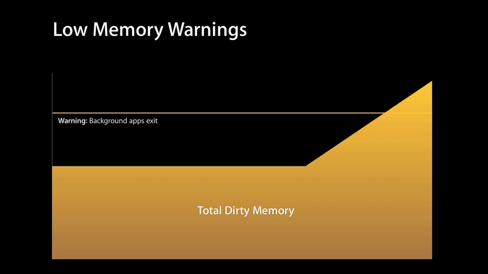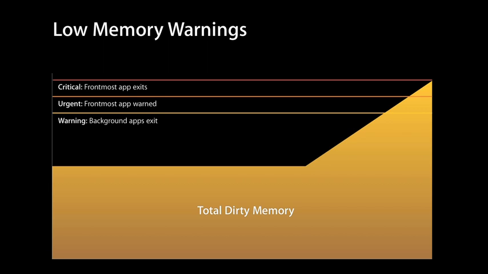In iOS 5, as the amount of dirty memory on the system increases, you first hit a warning level. This is the point where the OS begins to exit background applications. If the total memory usage on the device continues to go up, we finally hit an urgent level. This is when the frontmost app is warned, and this is your opportunity to respond to this memory warning by freeing up resources. Now, if memory usage continues to grow, then eventually we hit a critical point, and this is where the frontmost app will be exited by the system.